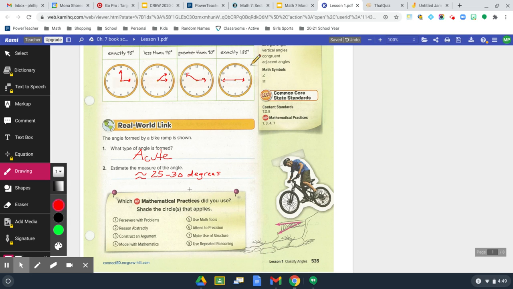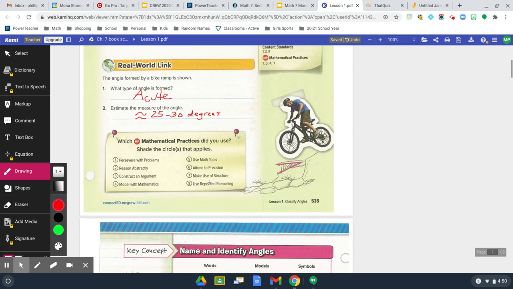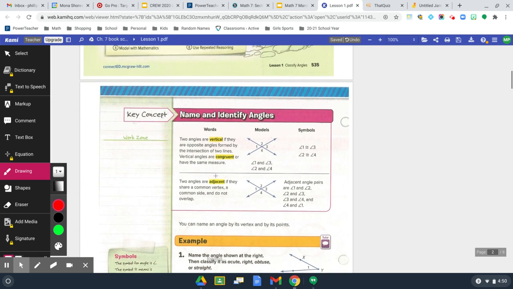Now that's just estimating, right? In a little bit here, I'm going to show you how to measure using a protractor. You're just estimating what that looks like. Okay, so let's keep going. So again, you're going to see some more vocabulary.